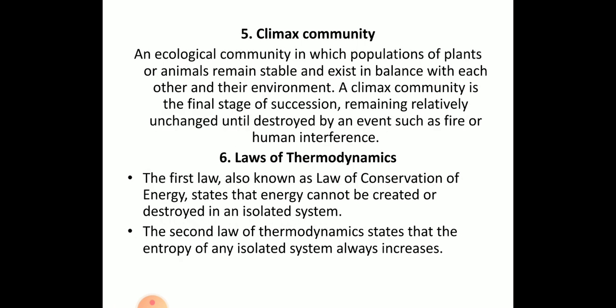Next, climax community. We all know that in ecological succession, at last comes the climax community. They are the larger and stronger organisms, but they cannot be destroyed easily. But these climax community organisms may be destroyed, maybe by forest fire or human interference. Then only the next primary succession starts after the climax community of the ecological succession.